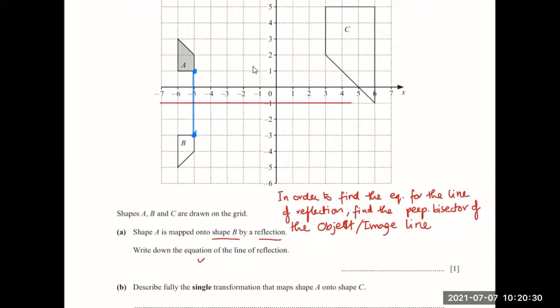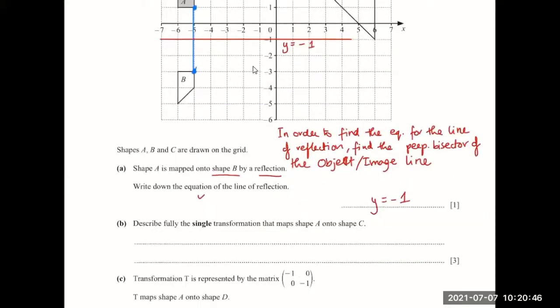What line is this? This is the line y equals -1. Horizontal lines have the equation y equals k, y equals c, and this line is crossing at -1, so y equals -1.